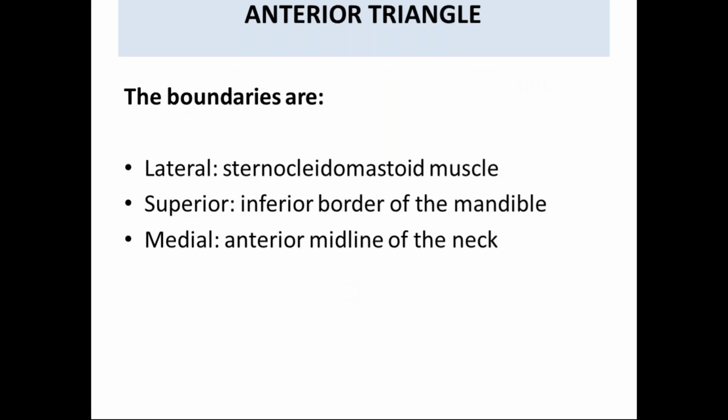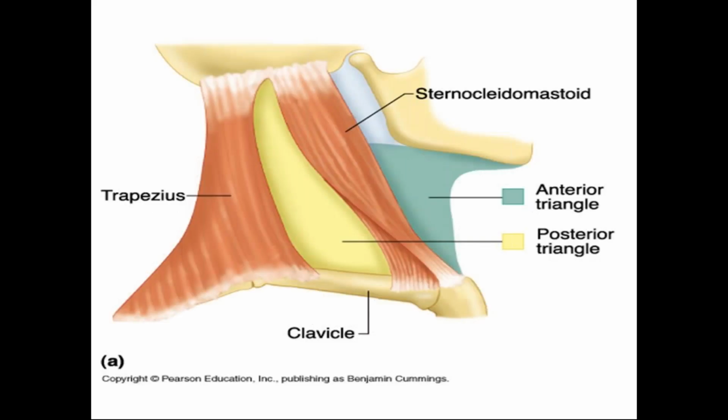Again, the theory part. Anterior triangle boundaries are laterally the sternocleidomastoid muscle, superiorly the inferior border of the mandible, medially the anterior midline of the neck. Again, in the pictorial representation you can see the anterior triangle: midline, sternocleidomastoid muscle, and the inferior border of the mandible. Posterior triangle: clavicle, posterior border of the sternocleidomastoid muscle, and the anterior border of the trapezius muscle. So this is the anterior, this is the posterior.